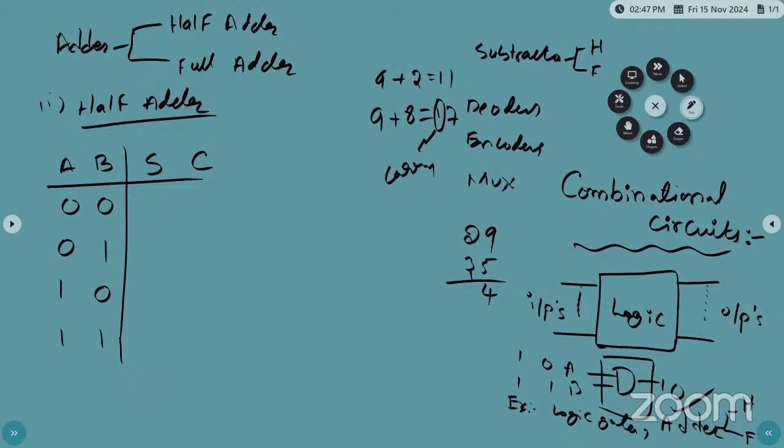After the maximum symbol value, the carry will be generated. Okay, 6 plus 6 is 12. 12 is the sum value, 1 is the carry. We arrive at the answer 12.